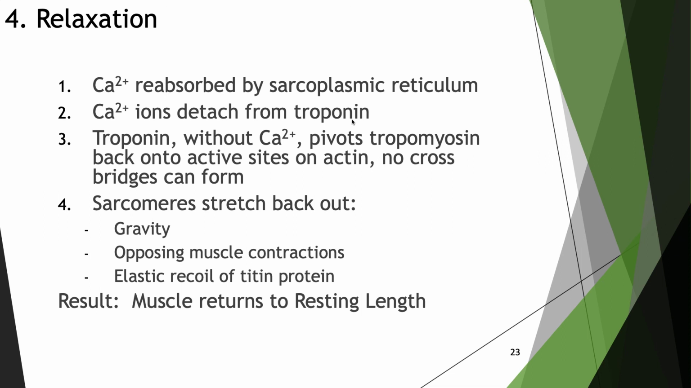Remember, calcium is reabsorbed by the sarcoplasmic reticulum. Calcium ions then detach from troponin. Troponin without calcium pivots back toward the tropomyosin and back into the active sites on the actin, so that no cross bridges can form and it covers that active site.